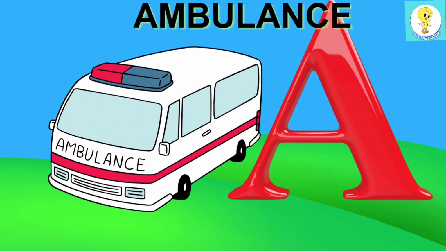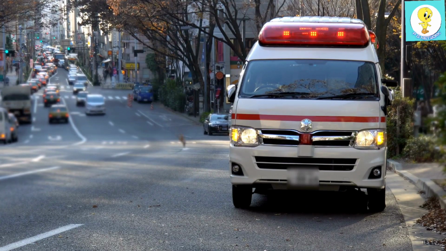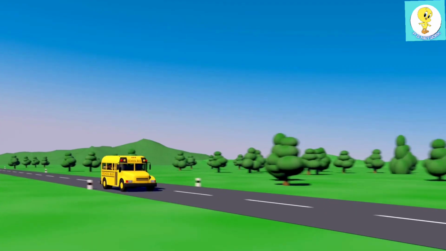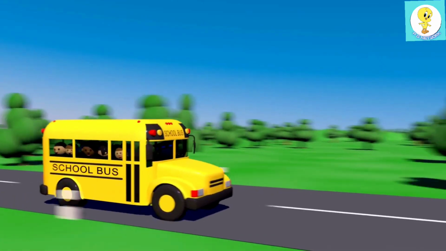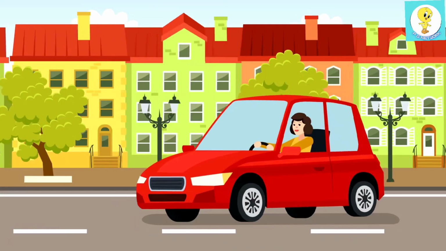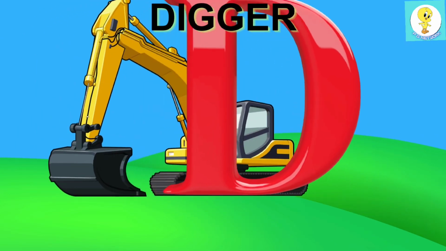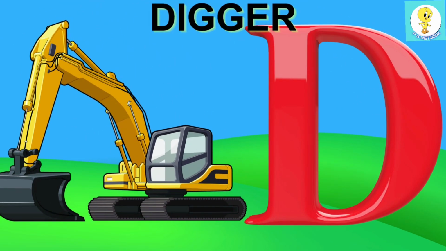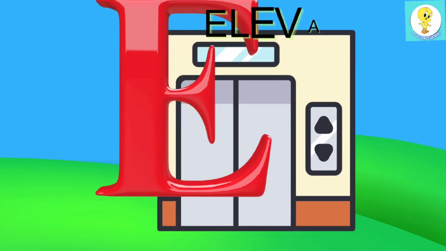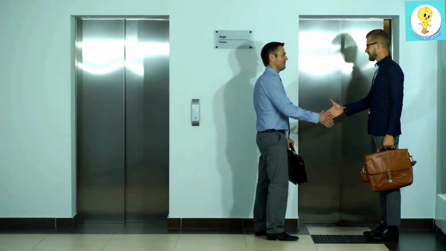A is for ambulance. A, a, ambulance. B is for bus. B, b, bus. C is for car. E is for elevator. E, e, elevator.